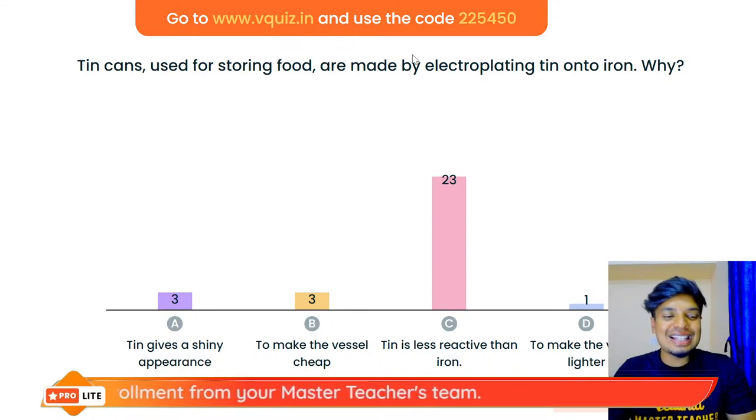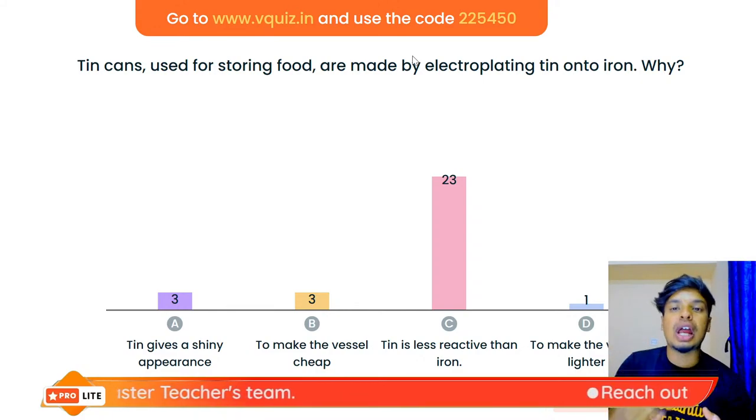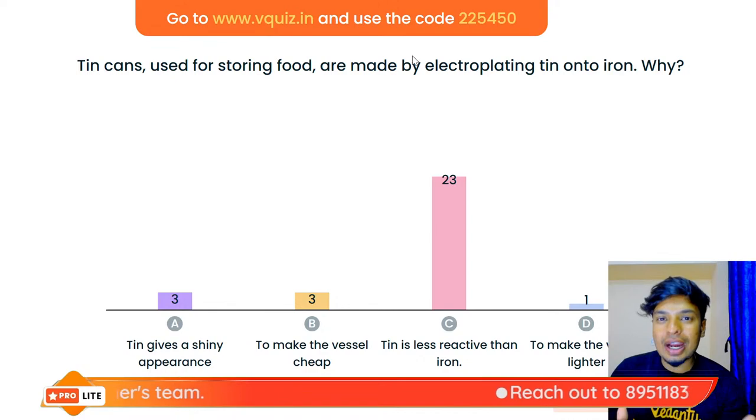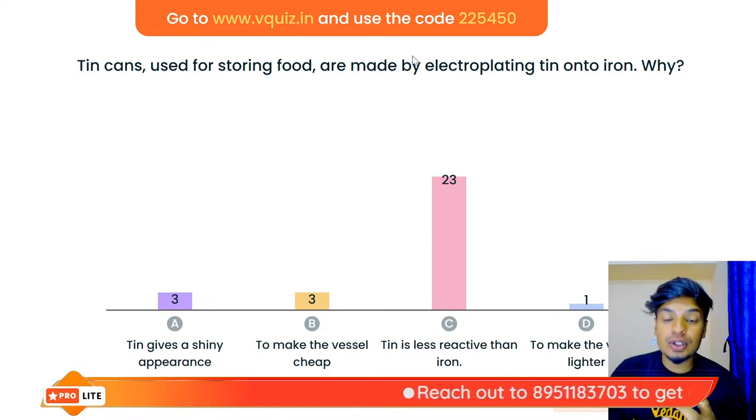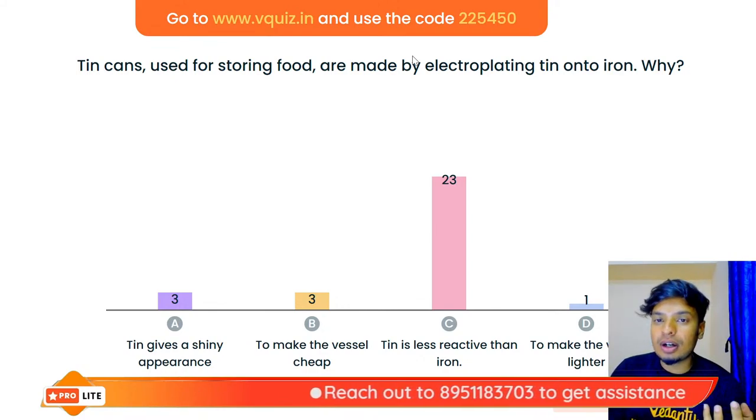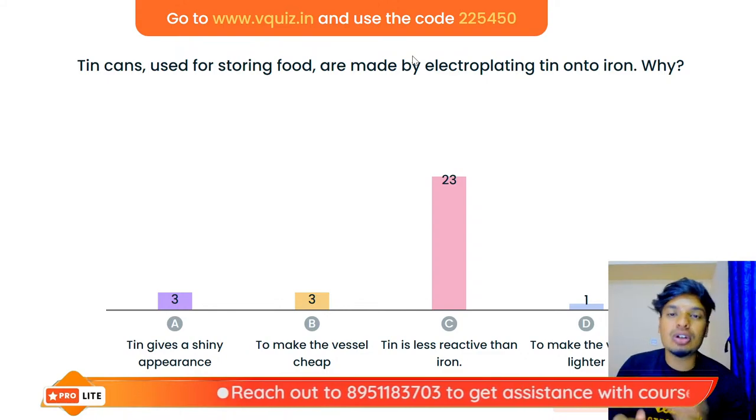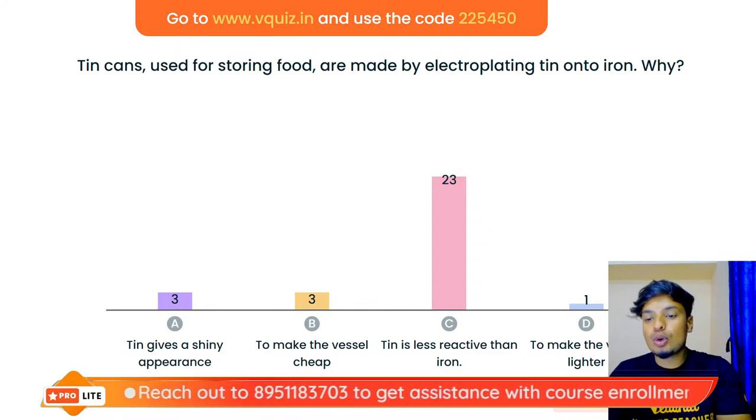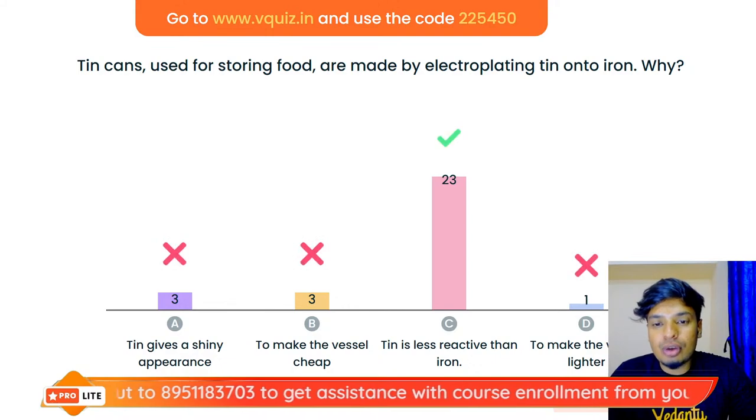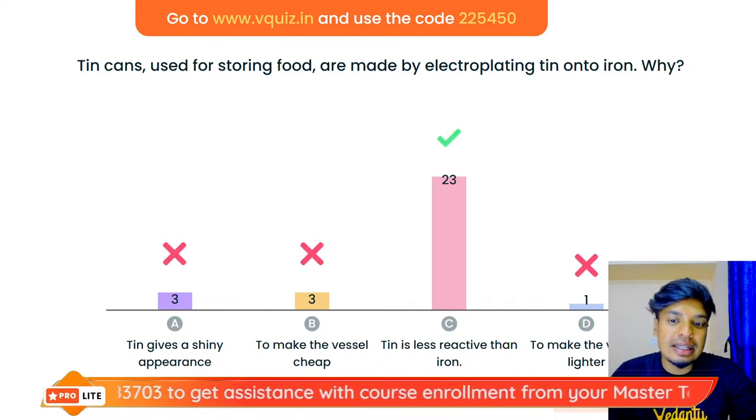Because tin is less reactive than iron, guys. See, in tin cans we store food items, and we don't want iron to react with the food. So what we do is electroplate iron with tin, because tin is less reactive, and we can store the food. Now, a very good job, guys. It is definitely because tin is less reactive than iron.